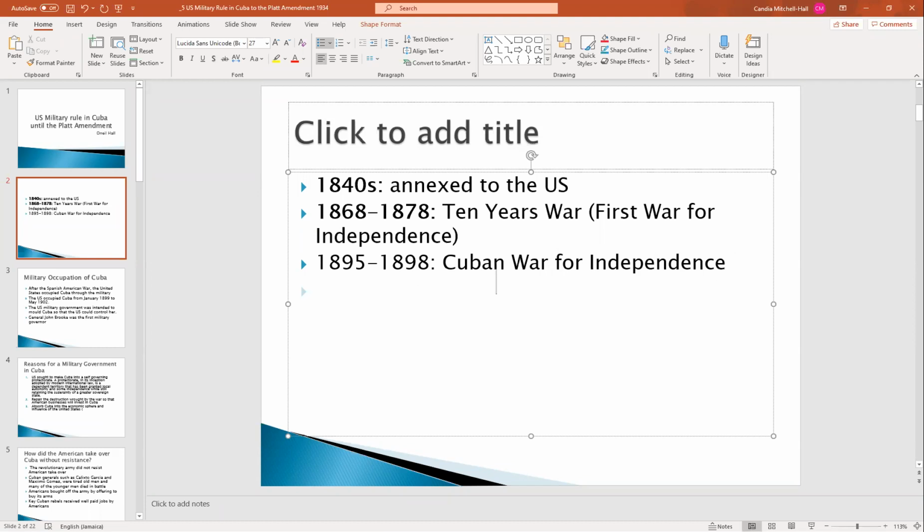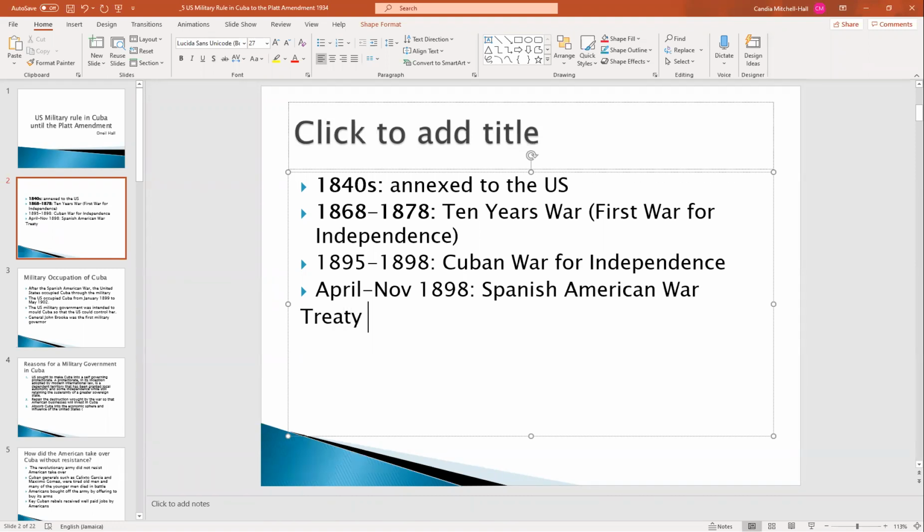And then you had the Spanish-American War in 1898, from about April to November 1898. And at the end of the Spanish-American War, what was the name of the treaty that was signed? The Treaty of Paris.